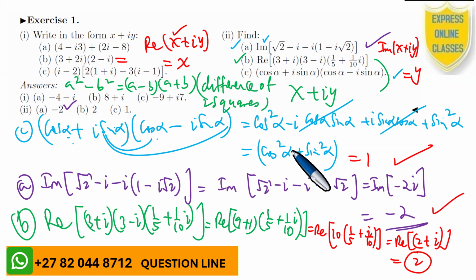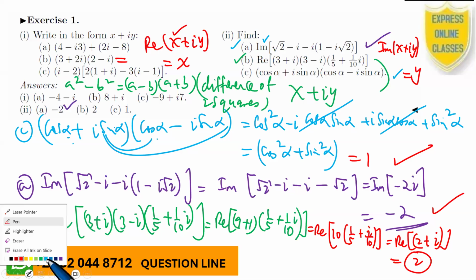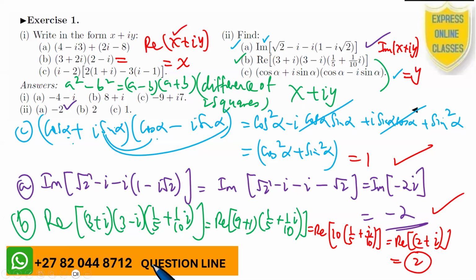Yeah, so the real part of 2 does not affect the answer. Yes, it will, because the real part of this is the what? The real part is only the 2. It's only the 2. That is the real part.